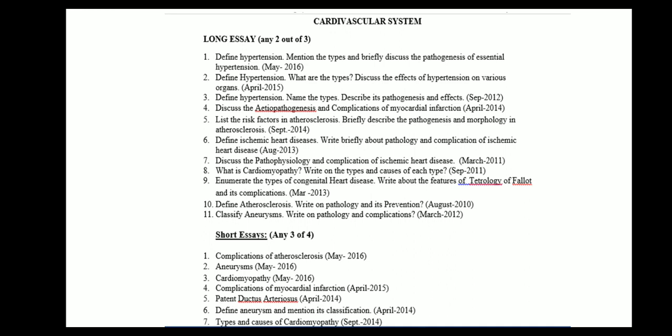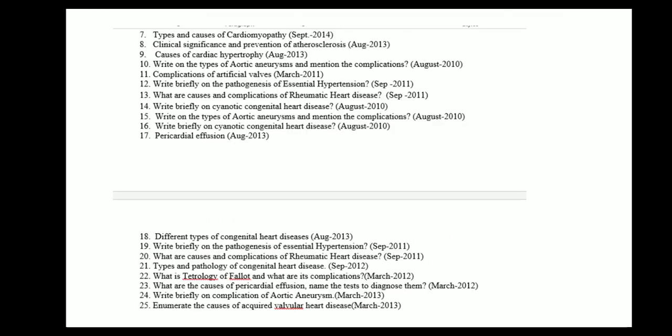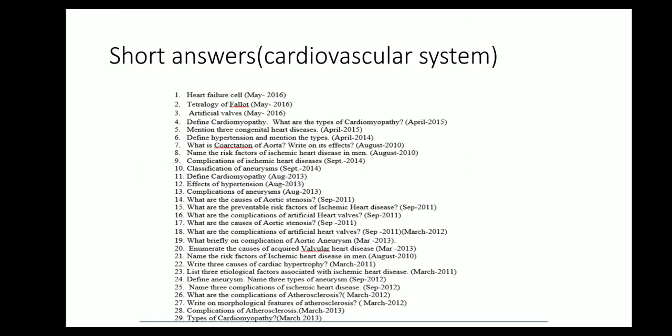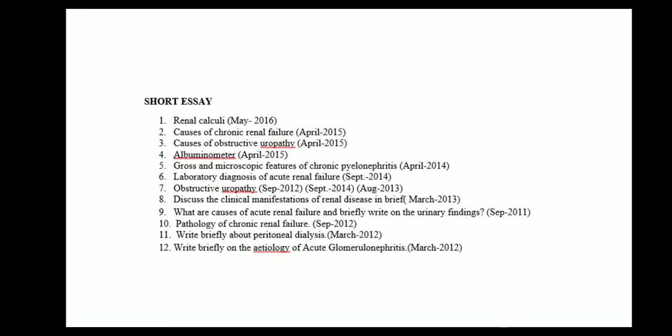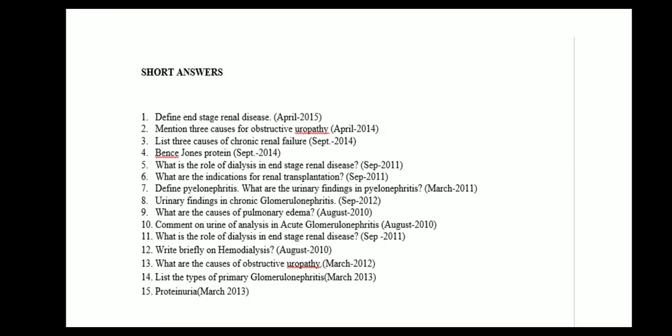So these are the cardiovascular system questions. Long essays around 11 are there, short essays around 25, short answers around 29 questions. Please go through the questions, read properly and attempt them. Renal system, there are 9 long essay questions, short essays 12 questions, and short answers 15 questions. Thank you.